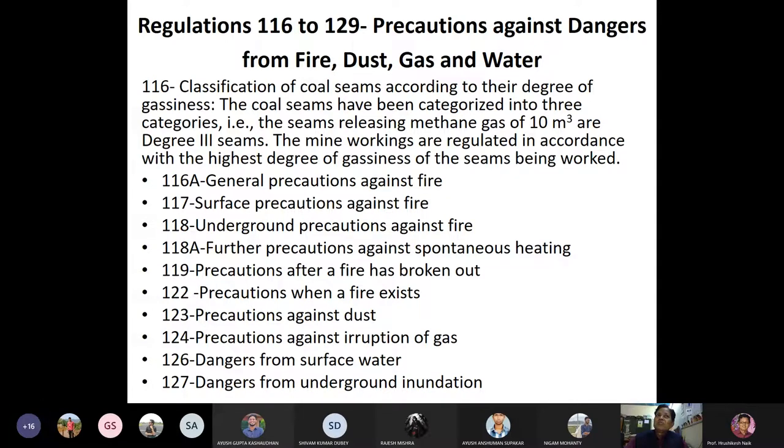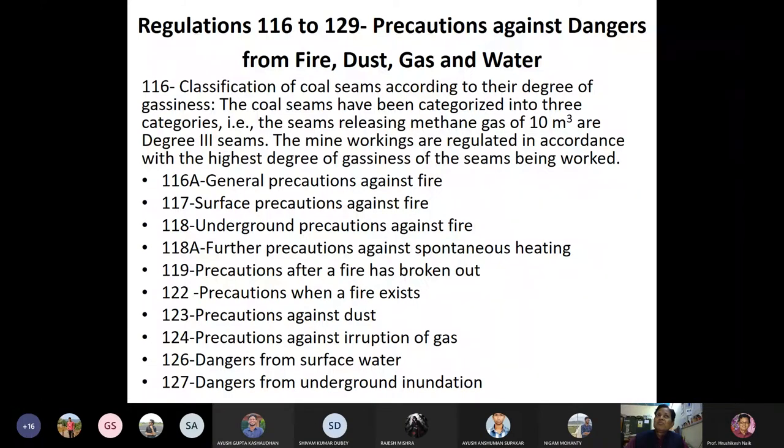Regulations 116 to 229 of the Coal Mines Regulation 1957. So what is regulation number 116? Under the Coal Mines Regulation 1957, there is a regulation which is called 116. So what is defined in 116?